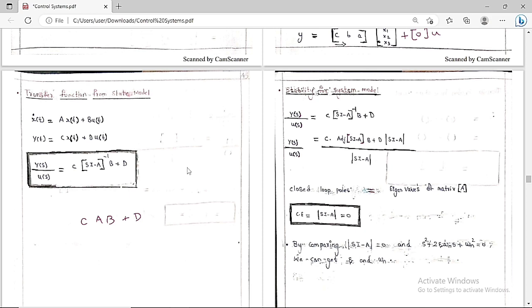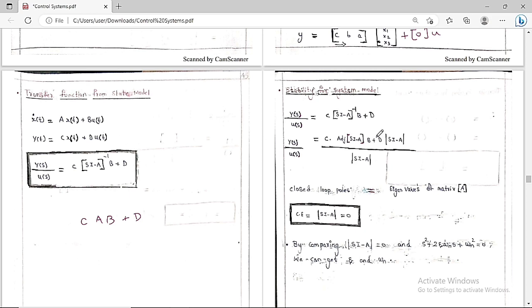x dot of t is equal to A into x of t plus B into u of t, and y of t is equal to C into x of t plus D into u of t. For the state model, the transfer function Y of s by U of s is equal to C into (sI minus A) whole inverse into B plus D. So just by seeing the state model, we can get the transfer function.